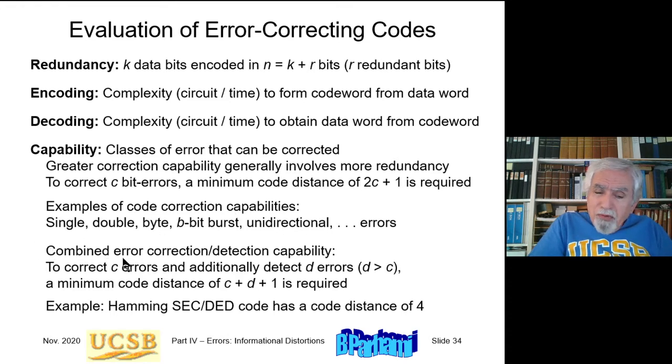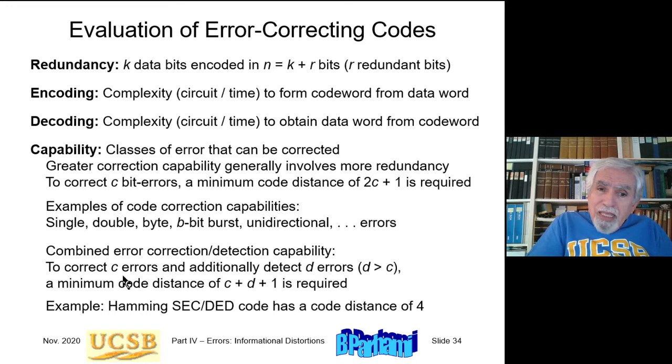And then we sometimes provide, as we saw in the example on the previous slide, combined error correction and detection capability. This makes the system safer because up to a certain number of errors we can correct them. If the number of errors exceeds that level, the correction capability, then we at least detect them and the system remains safe.